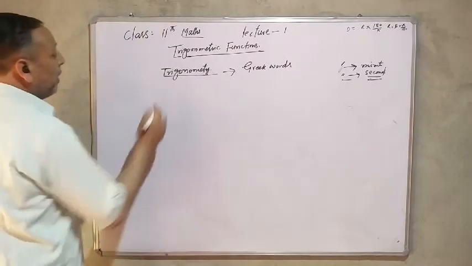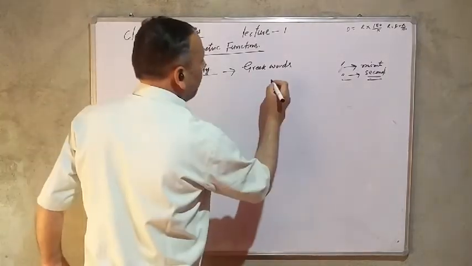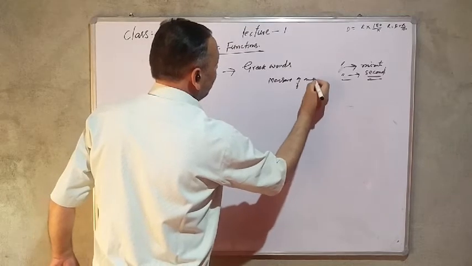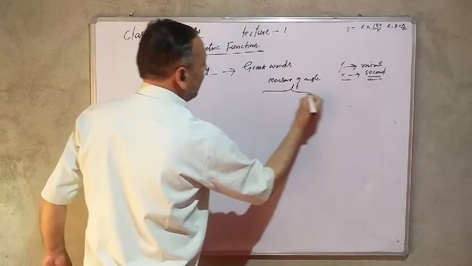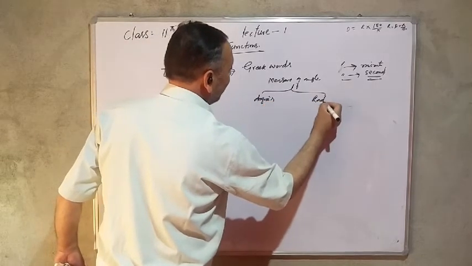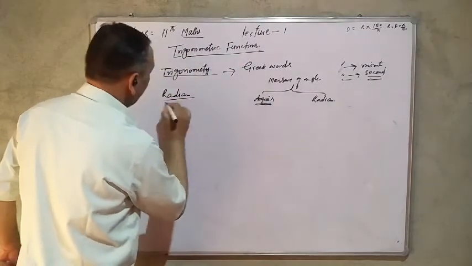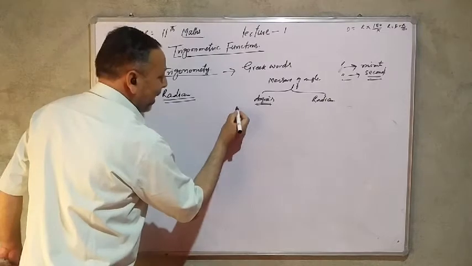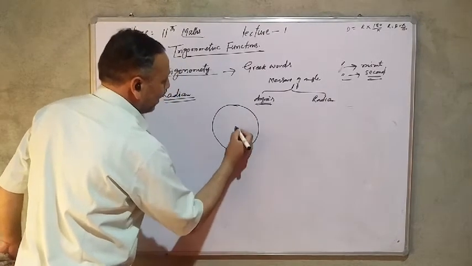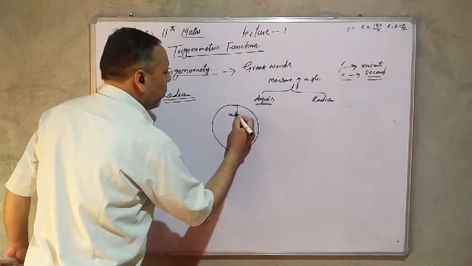Now, what is a radian? Actually, here the measure of an angle is done in two ways: in degrees and in radians. So degrees we have already discussed. And what is a radian? To understand a radian, you take a unit circle. Unit circle means whose radius is 1 unit.